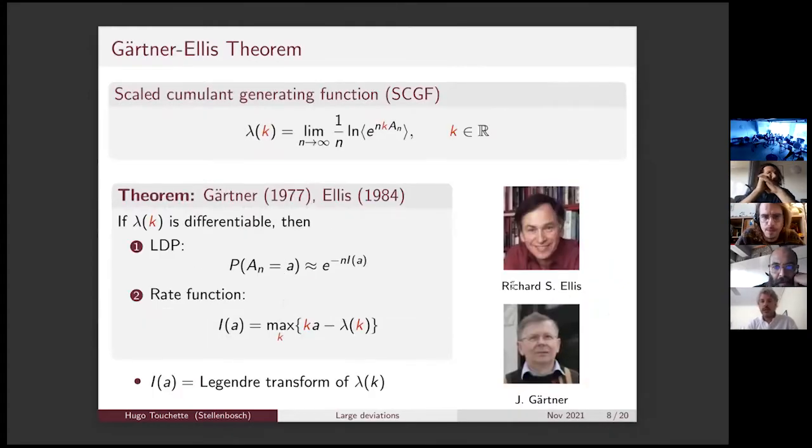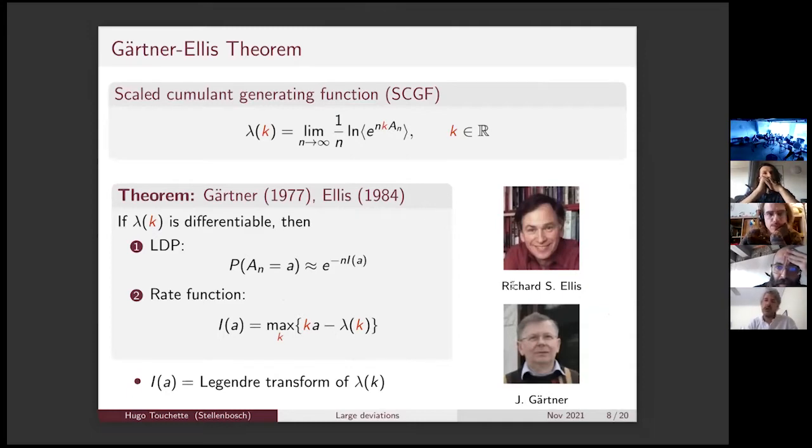So how do we calculate rate functions? There are many methods to get rate functions and prove that you have a large deviation principle, and what I'll show is just one such result. It's called the Gartner-Ellis theorem, and this result basically takes the point of view that you're not looking at the distribution itself, but you're looking at the Laplace transform.